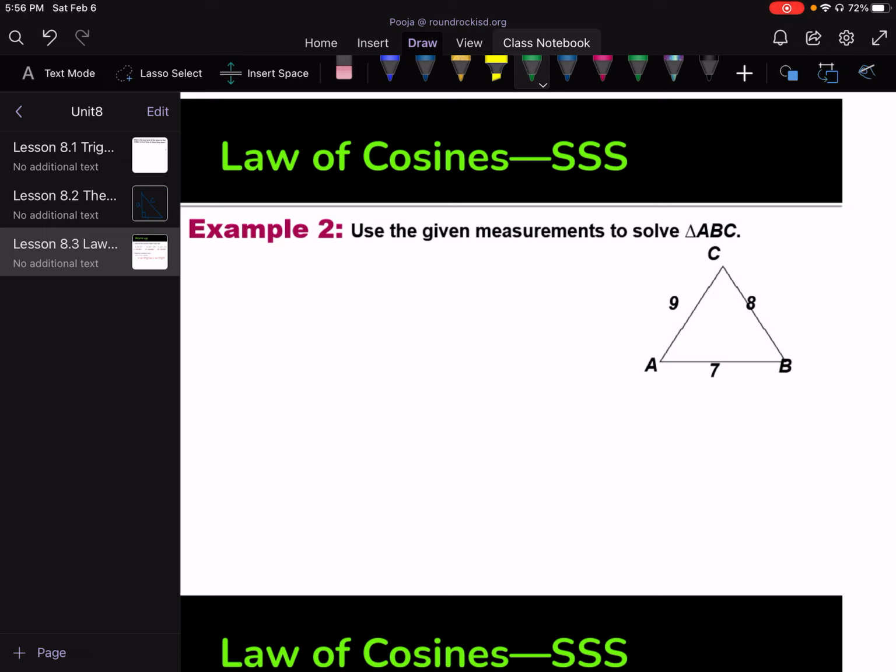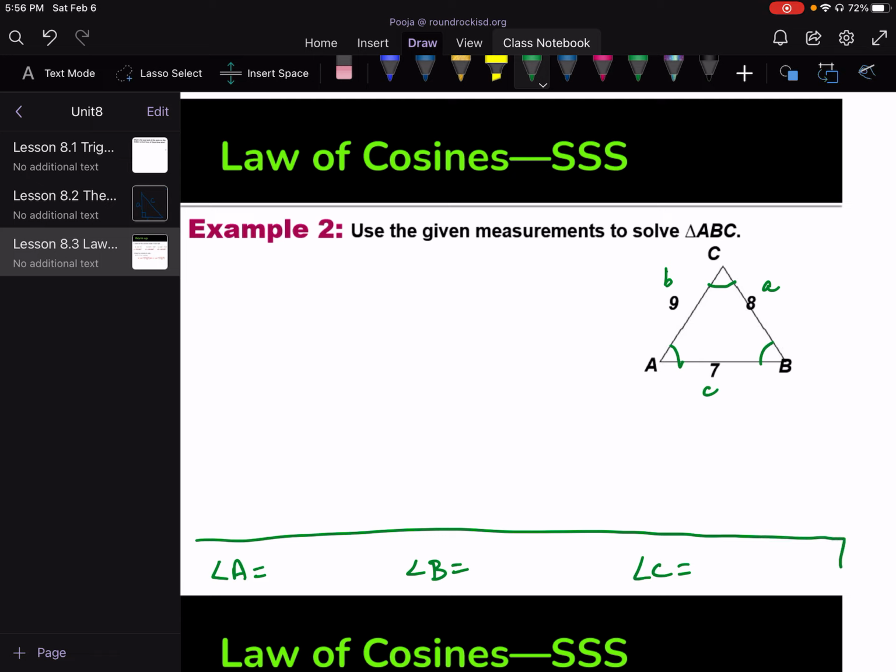If you notice angle A, angle B, and angle C, you can clearly see this is side C, this is B, and this is A. All three sides are given, and all three angles are what are missing. Angle B and angle C, those are the missing components. All three angles are missing.